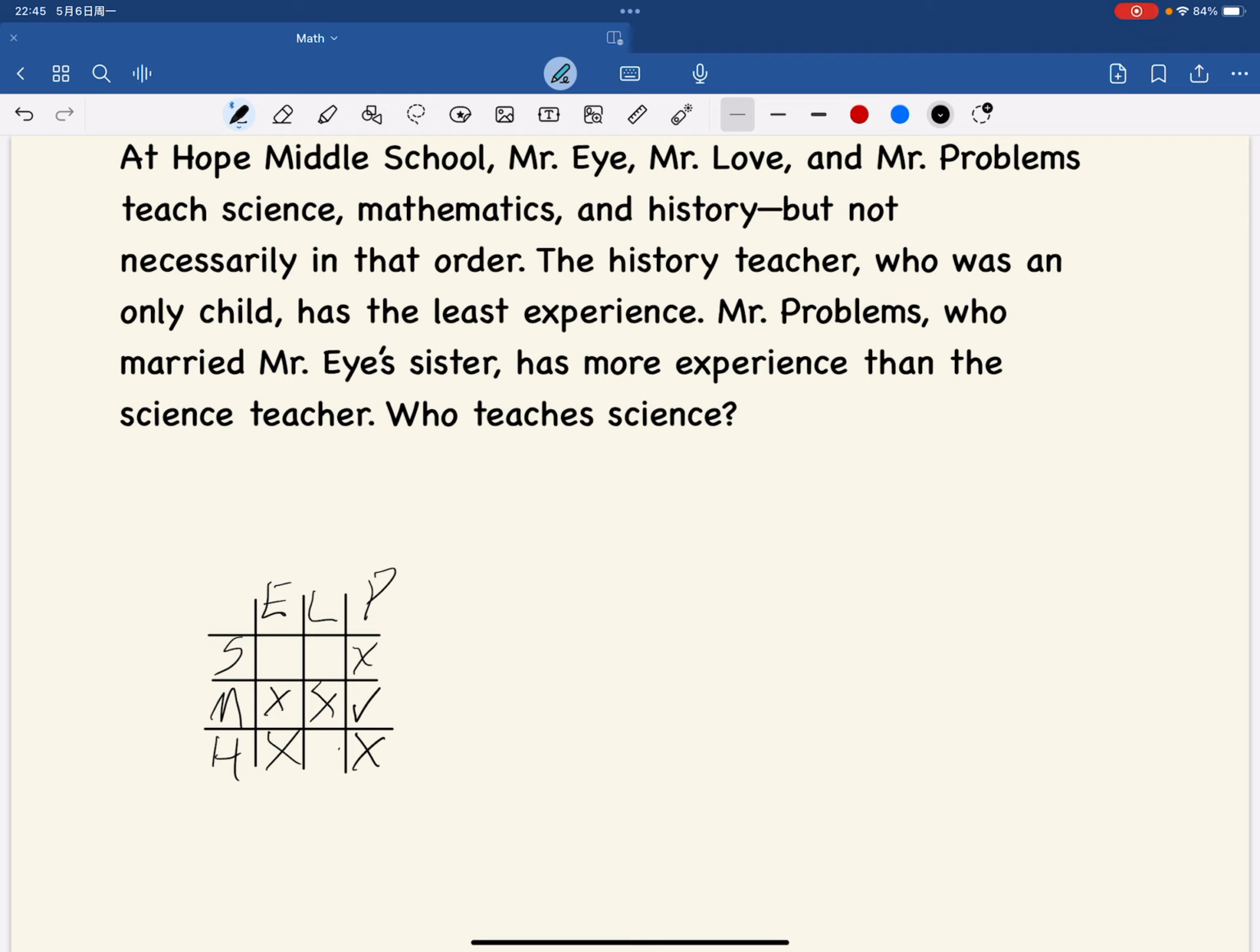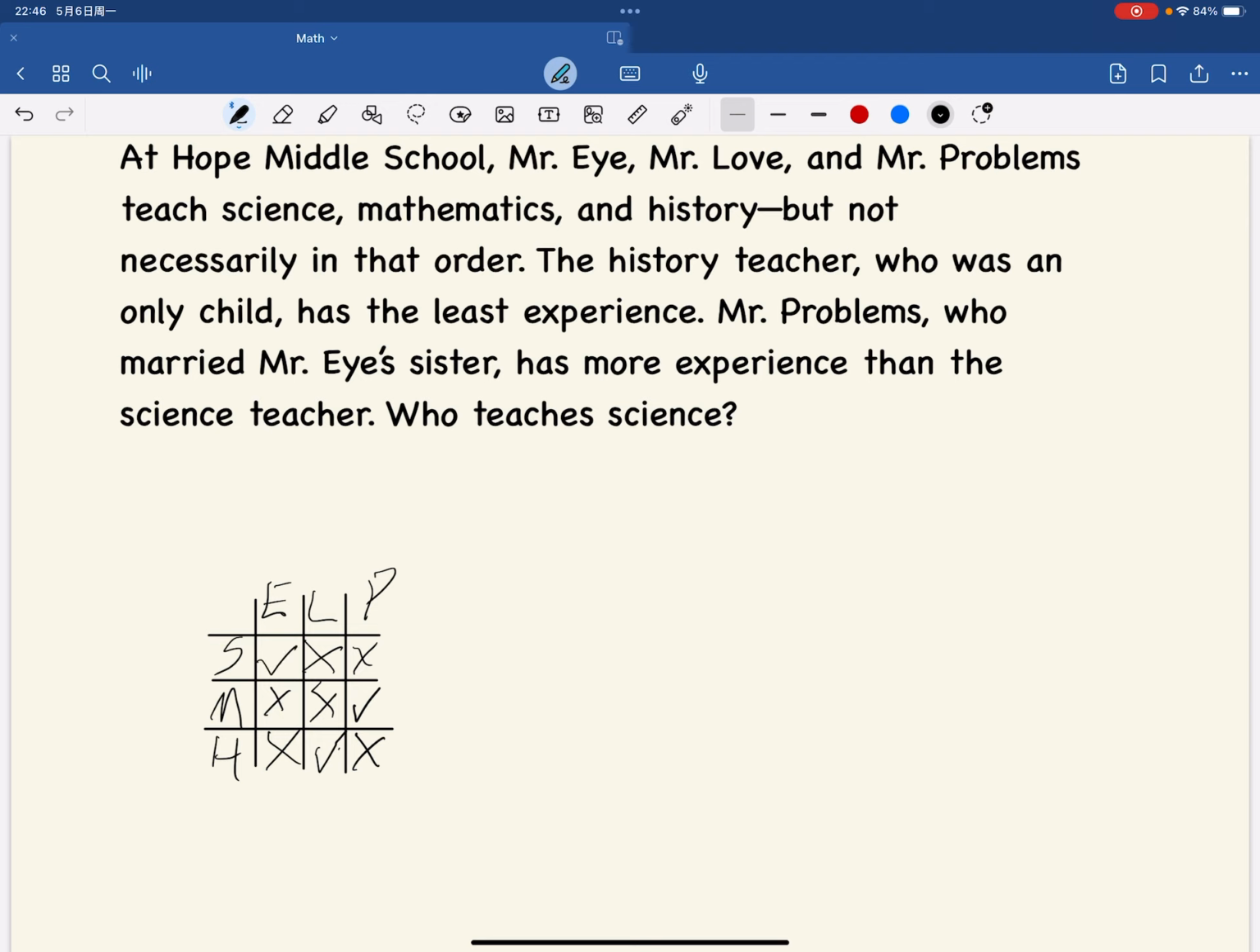Now back to the first clue. The history teacher was an only child and has the least experience. And since Mr. Love is the only one left that can be the history teacher, he'll be the history teacher, so we put a check here, and he can't be any other subjects, so we cross out science. And now we know that Mr. I is the science teacher because it's the only option left for him.